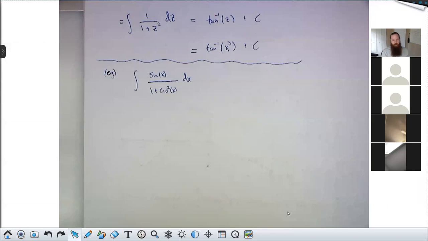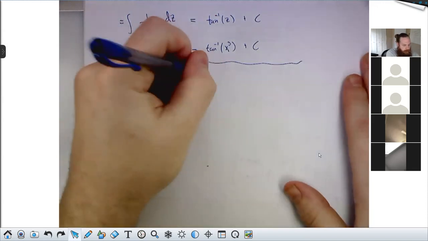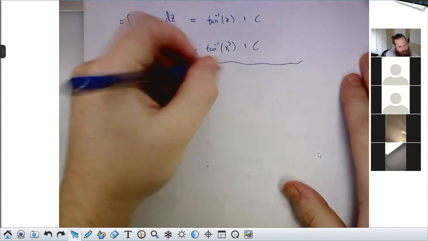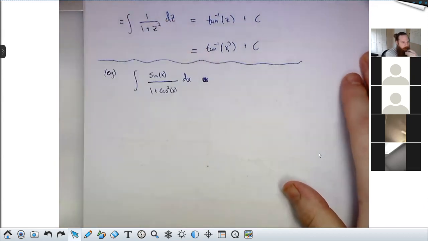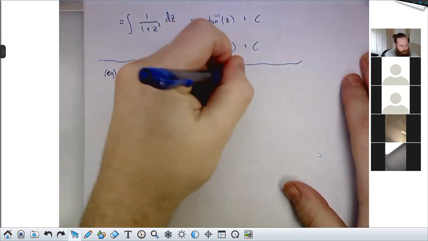All right, I see two suggestions. Cos and cos squared both look like fun to try. Well, what happens if I try the cos squared substitution?